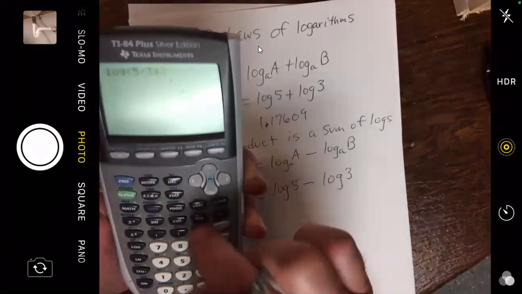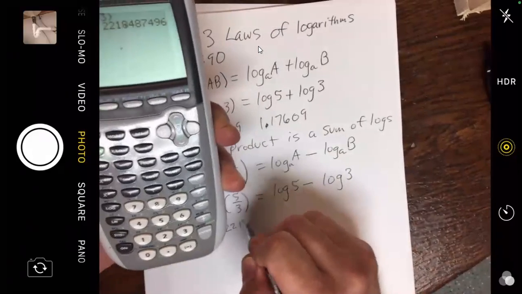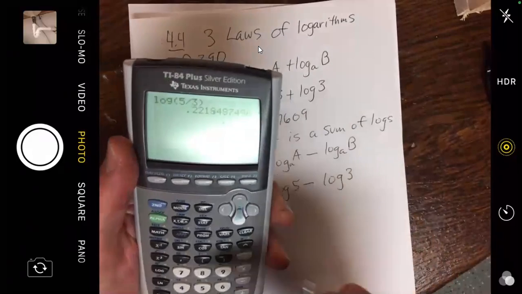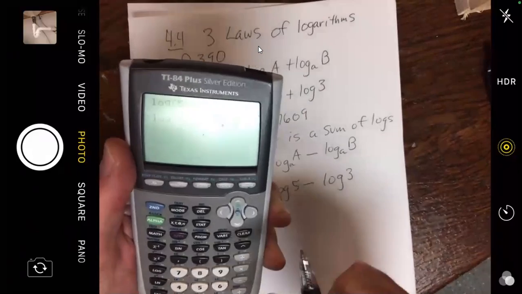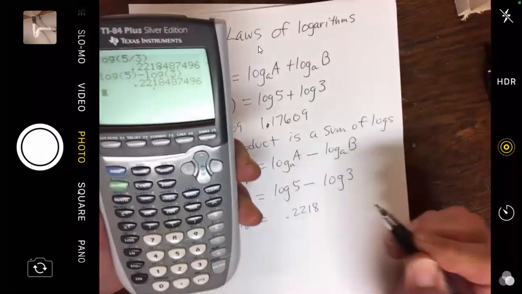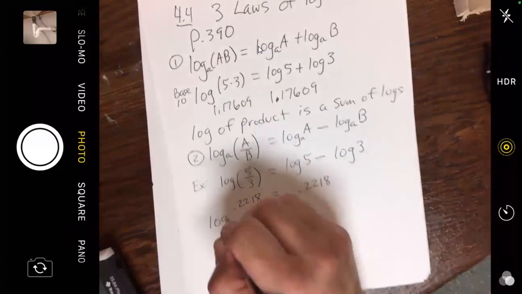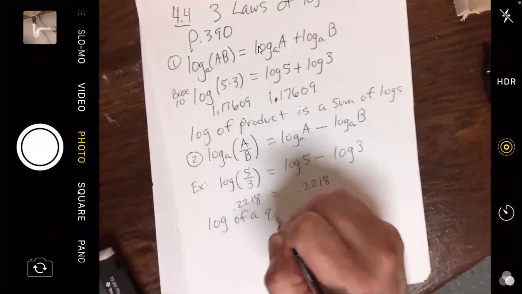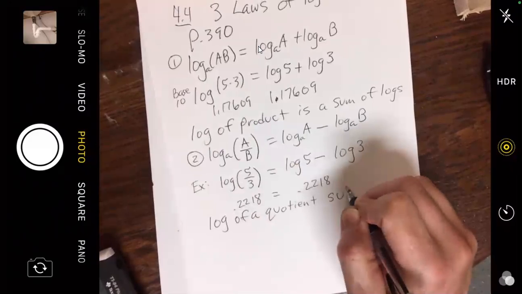Five divided by 3, 0.2218. The other side, log of 5, subtract log of 3, 0.2218. All right, log of a quotient subtracts the logs.